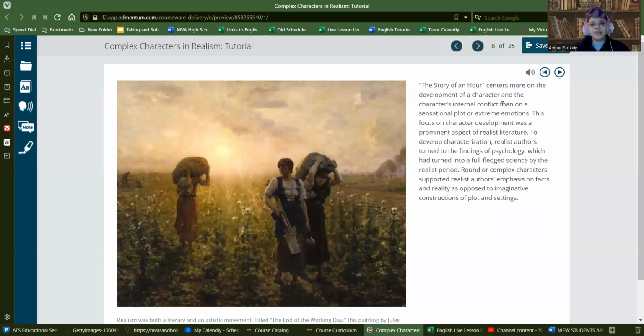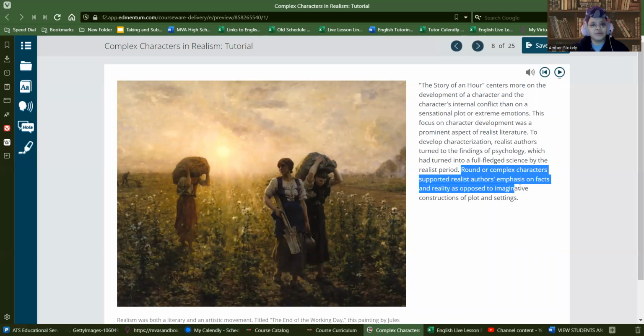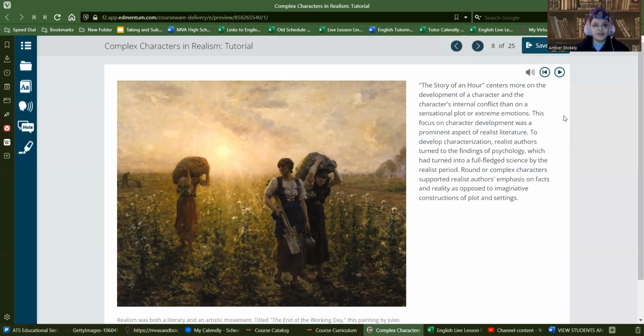And it says to develop characterization, so that's the way that you write a character, realist authors turn to the findings of psychology. So they actually studied how people think and react to things and then incorporated that into their story. It says psychology had turned into a full-fledged science by the realist period. So this is like when it was first becoming popular and taken seriously. And then they tell you round or complex characters supported realist authors' emphasis on facts and reality as opposed to imaginative constructions on plot or settings. So those are the important points to take away from this slide.